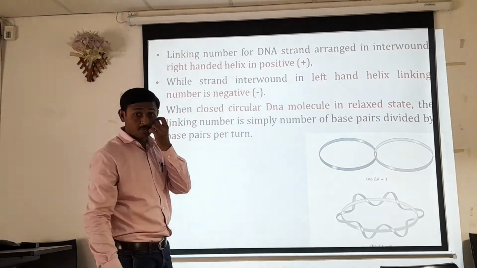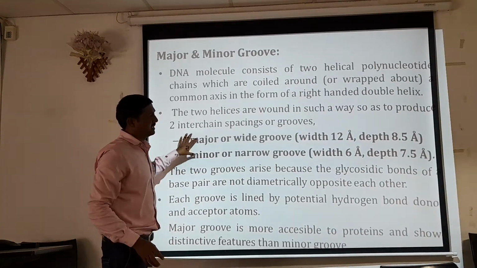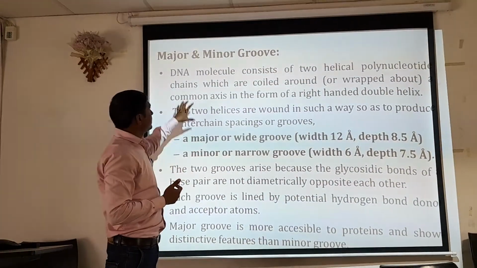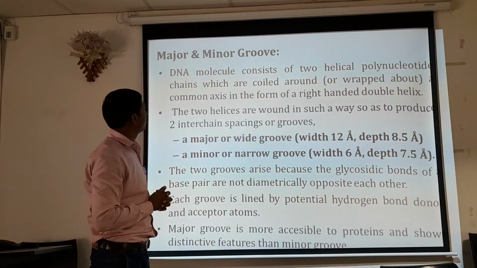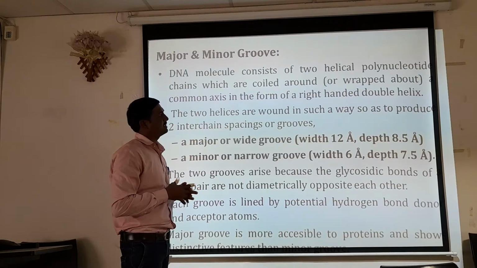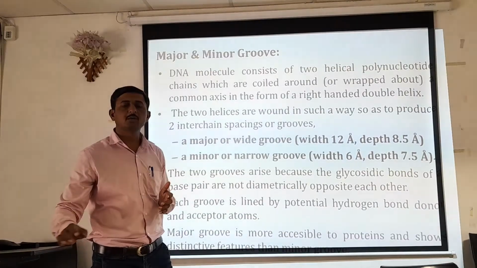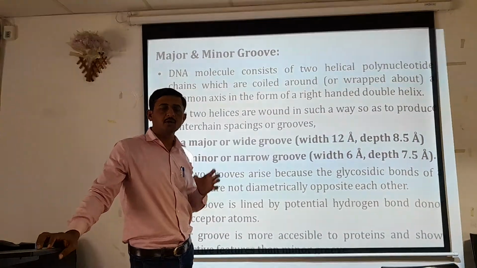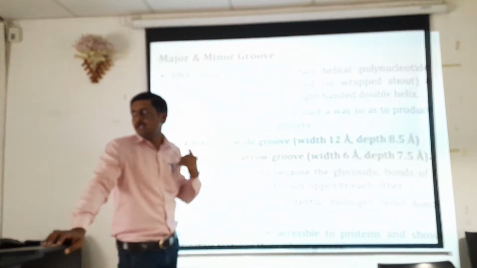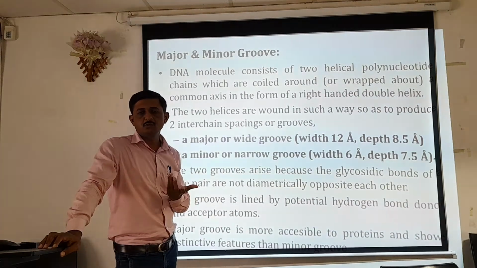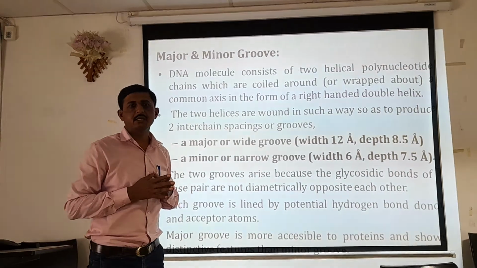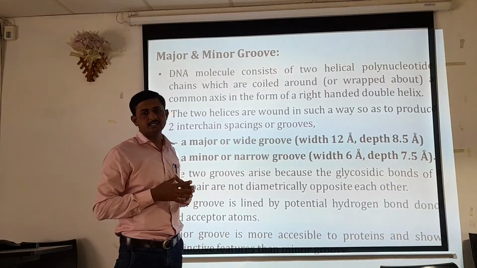It is again another important property of DNA: major and minor groove. DNA molecule consists of two helical polynucleotide chains which are coiled around a common axis in the form of a right-handed double helix. While discussing the molecular structure of DNA, we have already discussed the double helix structure of DNA, how the antiparallel arrangement of nucleotide bases can be organized and how the double helical structure is formed.